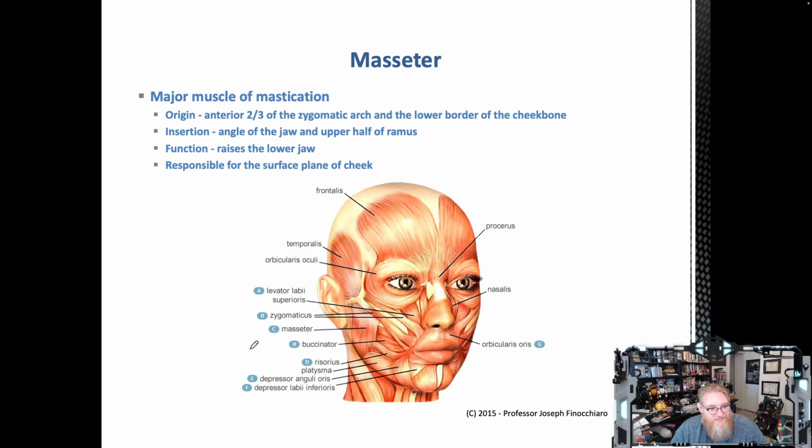Its insertion is the angle of the jaw and upper half of the ramus, and its function is to raise the lower jaw. It's responsible for the surface plane of the cheek. That is extremely important. You can see the masseter muscle right here. It is the major chewing muscle.